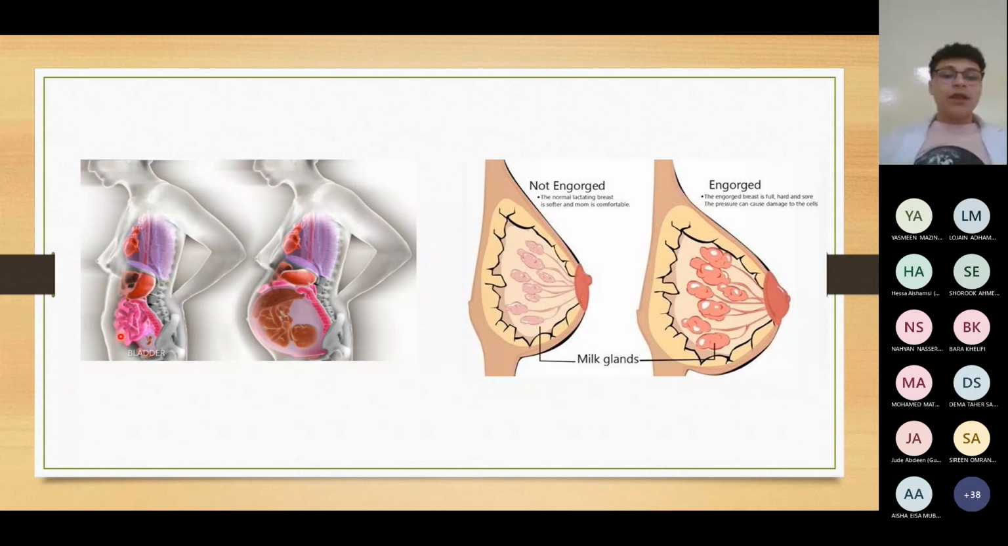As you can see here, the abdomen was free. It was like it had a lot of room. But now after the baby is developing, there is a pressure on the abdomen. The abdomen is getting pressured, and everything is going to start moving upwards a bit, because what? The uterus is applying a pressure on them.